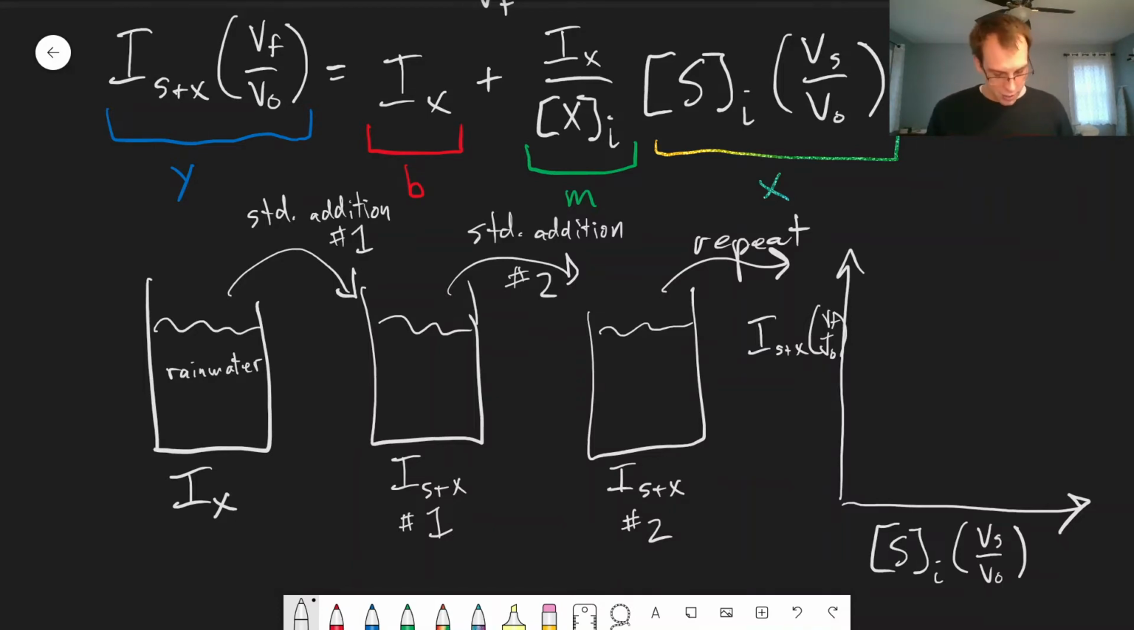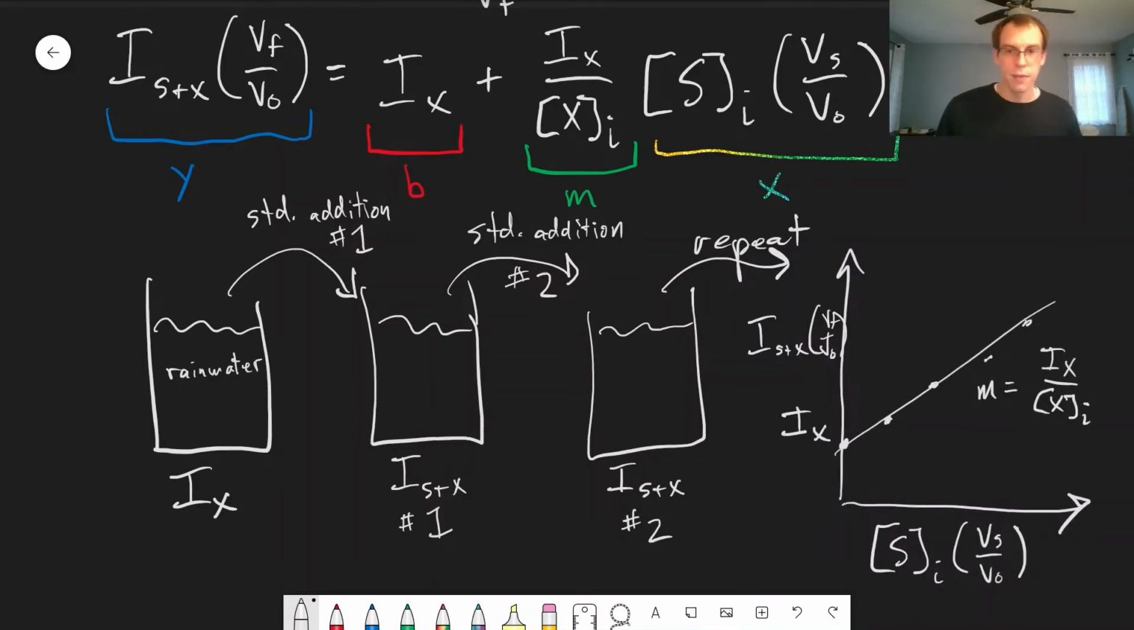And then we'll get a line, ideally, where the slope is equal to our initial signal divided by xi. And the intercept here will be ix. Right, that's what's defined in our equation up here.